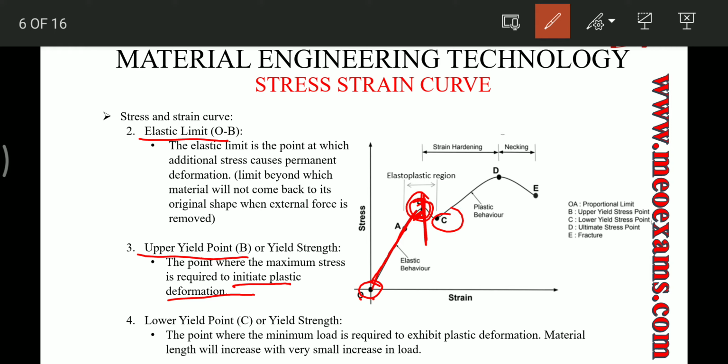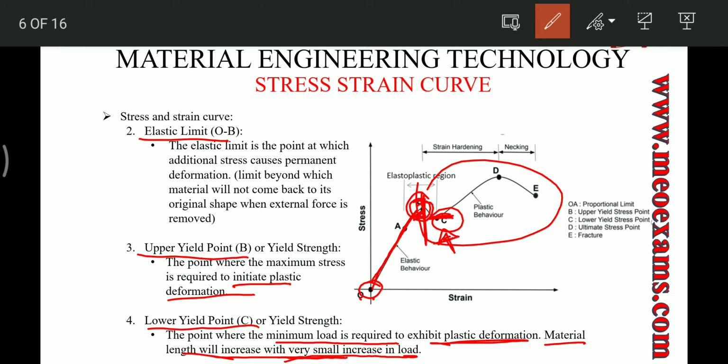Then this point C is called the lower yield point. So basically in the plastic region, this point C represents the minimum load which is required to initiate deformation. That is, very little load is required for increasing the length. Hope you are understanding, friends, that the length of the material will increase with a very small increase in load at point C. As you can see, this is the plastic region, and in this region C is lying at the lowest point.